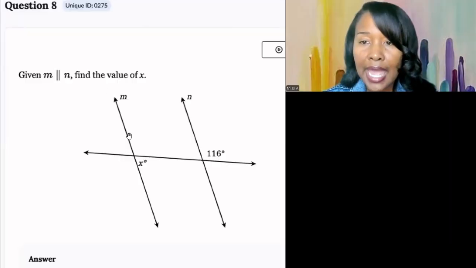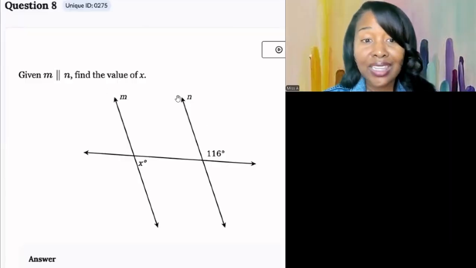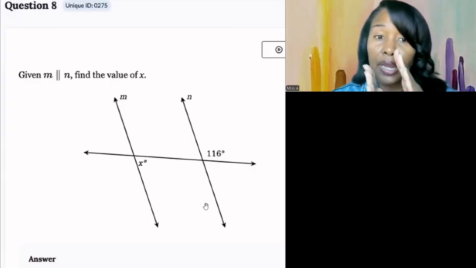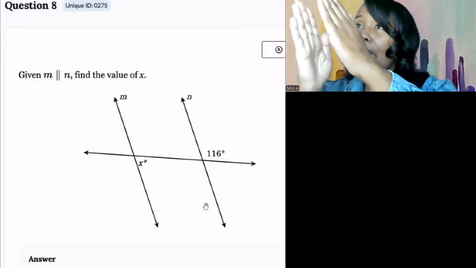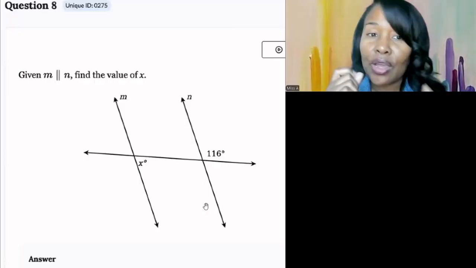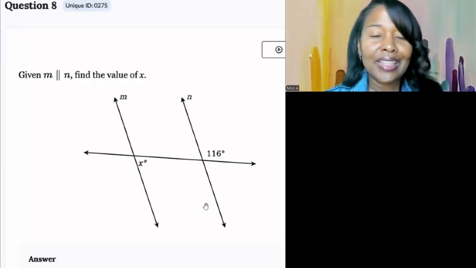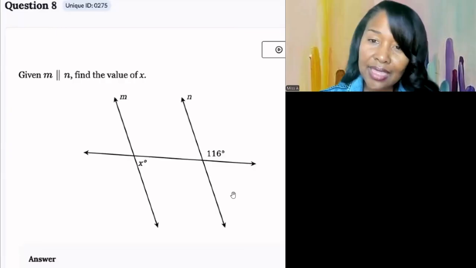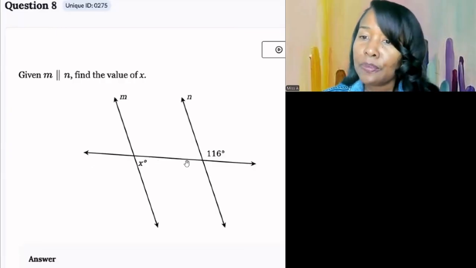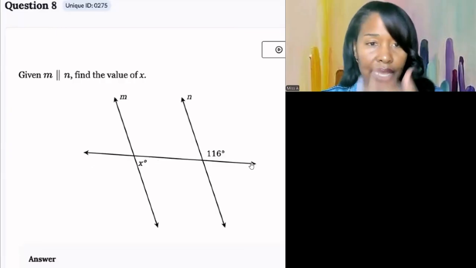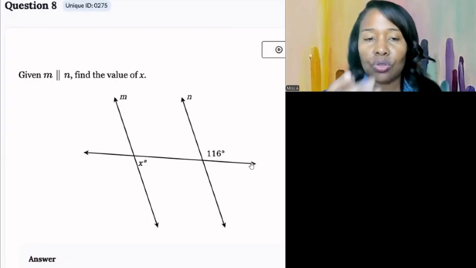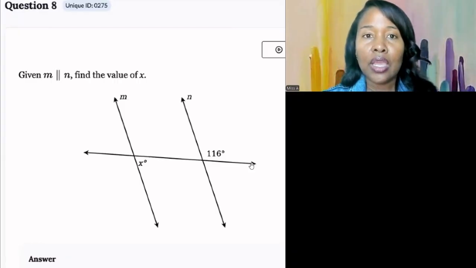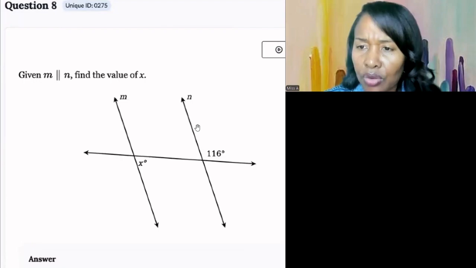So I have line M right here and I have line N right here. Those are parallel lines. Parallel lines are lines that will never intersect. No matter how far they go, they will never cross. And this line here, we call this line a transversal. A transversal is the line that cuts through the parallel lines, and because of that, we can calculate what the values of all these different angles will be.